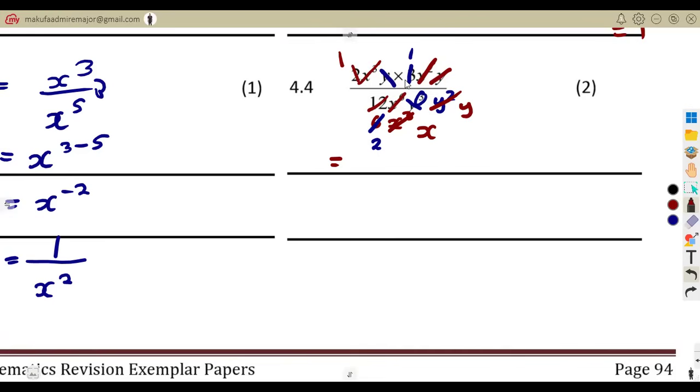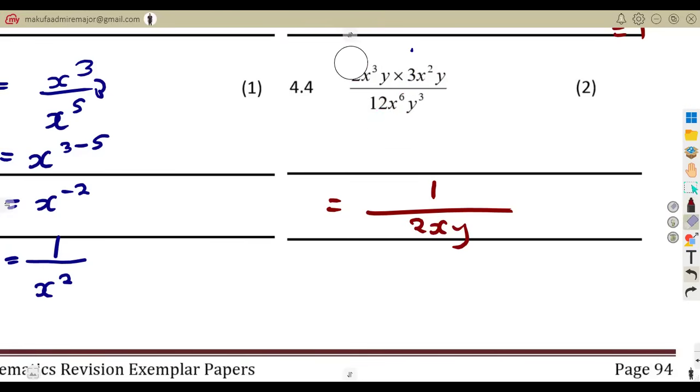So as we can see, on top, on the numerator, nothing is remaining. We just have a 1. So it is going to be given as 1 over what? In the denominator, there is 2, x and y. So we are going to write it as 2xy. You can actually do it that way. If you understand this, guys, you can actually simplify it that way.